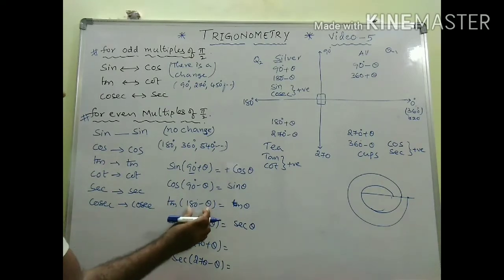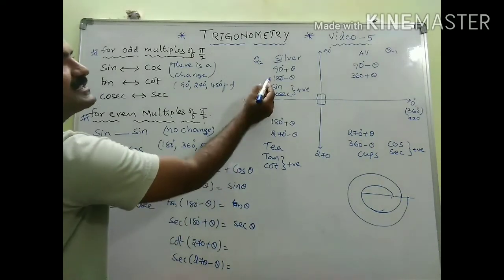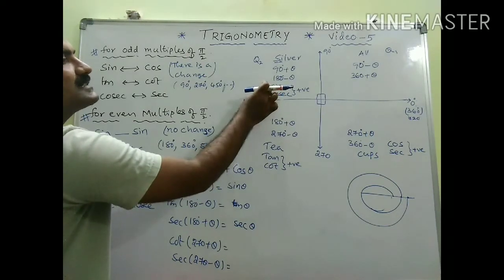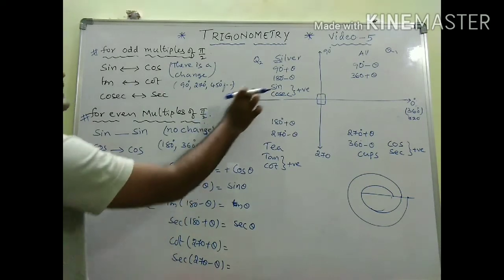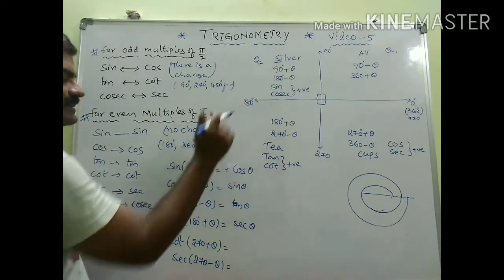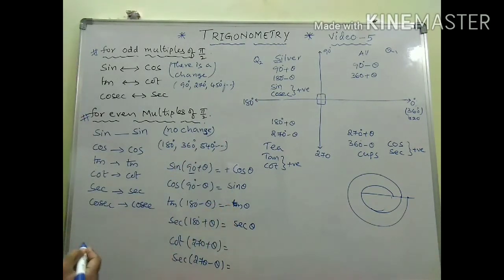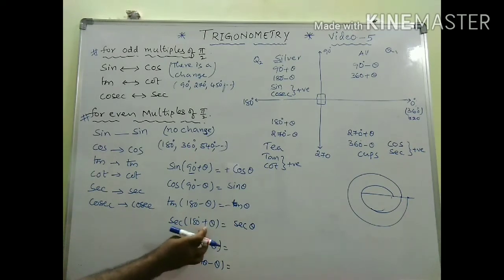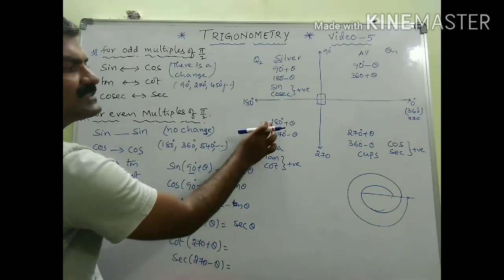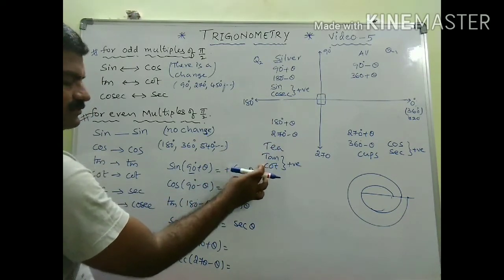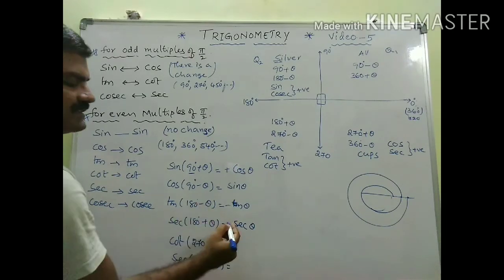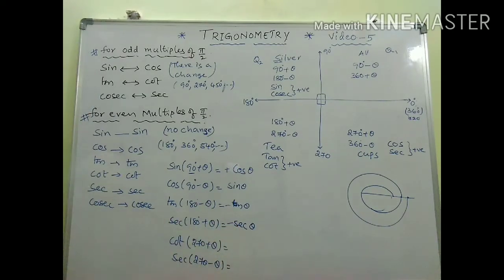Now the angle 180 minus theta is in the second quadrant. In this second quadrant, sine and cosecant are the only ones positive. But this is tan, and tan is not positive in this quadrant. That's why this is minus tan theta. And coming to 180 plus theta, which is third quadrant. In the third quadrant, tan and cot are positive. But this is secant. Hence secant is negative. So minus secant theta.